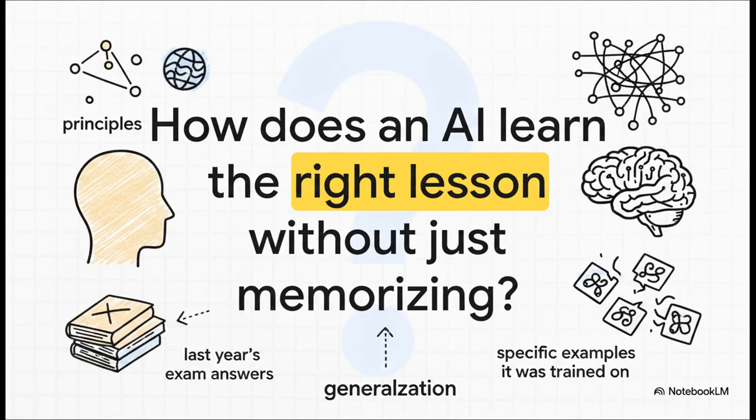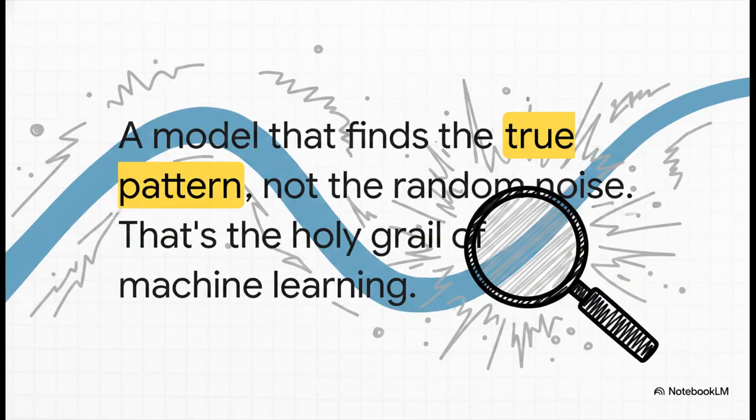This right here, this is the core question. Think about it like this. If you're teaching a student, you don't want them to just memorize the answers to last year's exam, right? No, you want them to understand the principles behind it all. It's the exact same goal for AI. We want it to grasp the underlying rules so it can handle stuff it's never seen before. And this ability is what we call generalization.